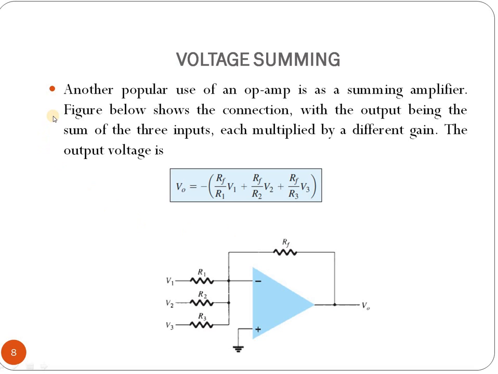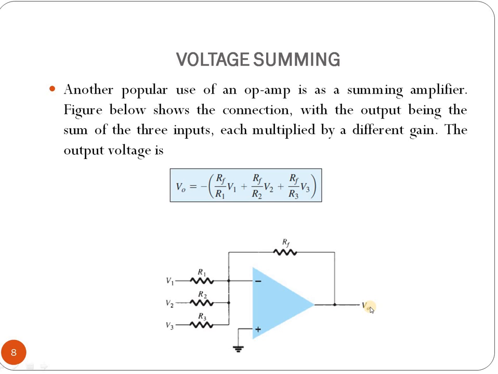Voltage summing amplifier. Another popular use of an op amp is the summing amplifier. In this op amp we can sum different input voltages. So with one op amp, different input voltages can be given on the input side. Those input voltages will be added for the final output, which is the summing output. So how is this connected?